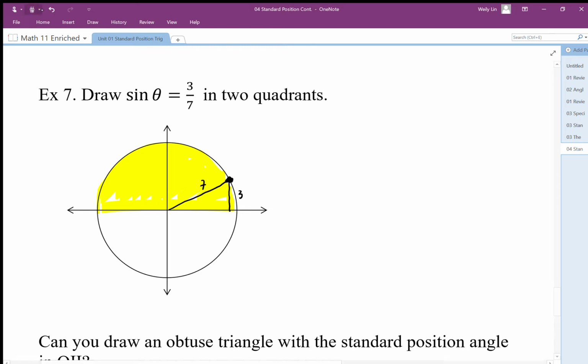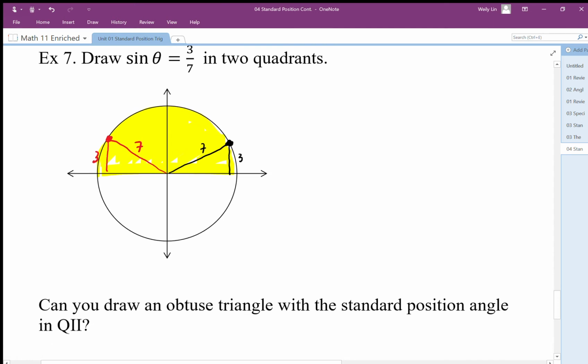We could also have another position that we have to consider, which is in quadrant 2, and it's symmetrical across the y-axis, and we have 3 and 7 here. So those are two positions, and the sine has this type of symmetry. The sine is y, so it has symmetry across the y-axis.